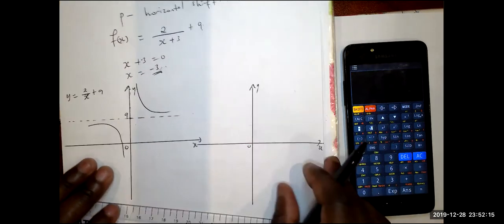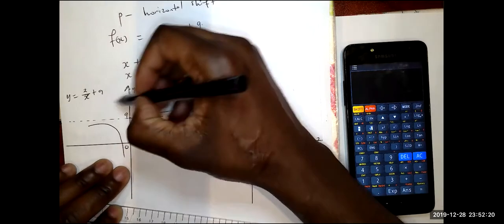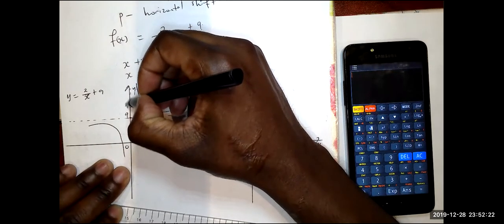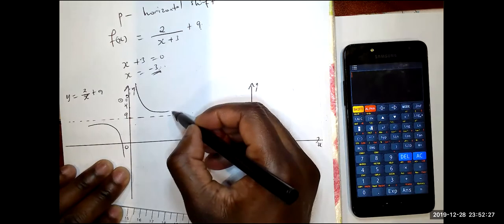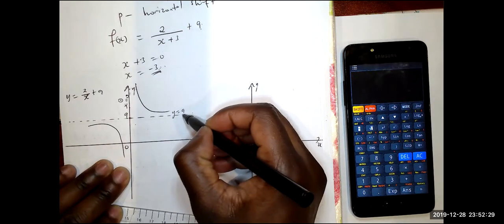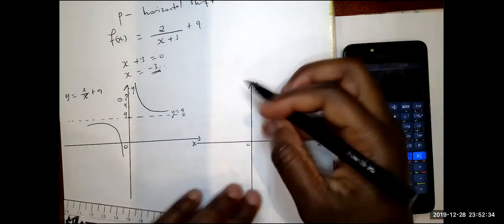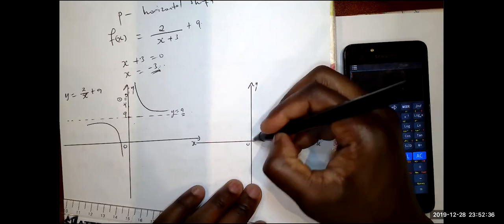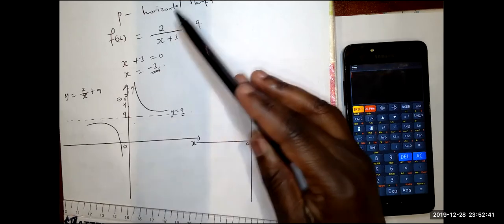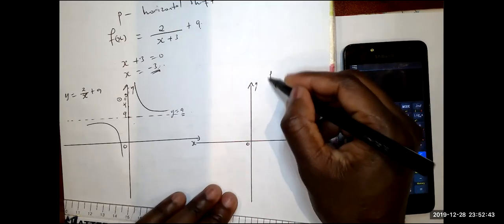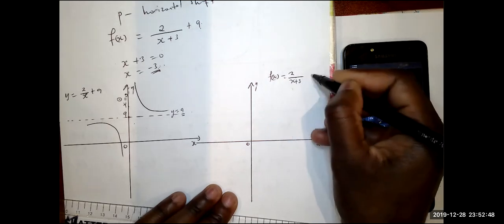Before I go, the asymptote here is x equal to 0. That's number 1. Then the other one is y equal to 9. That's what you need to know there. Those are the 2 asymptotes that we have, the equations of what we call asymptotes. Now here we're going to say f of x is equal to 2 over x plus 3, plus 9.